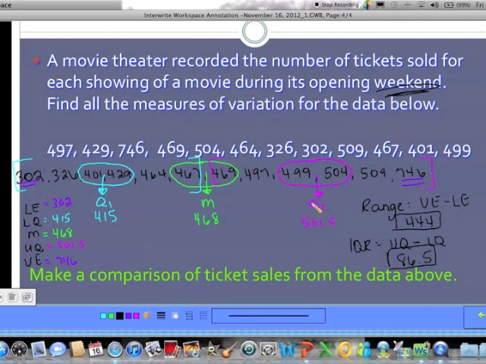Now, like I was saying, when we make a box and whisker plot, it's going to be a little easier to see those results from the graph.